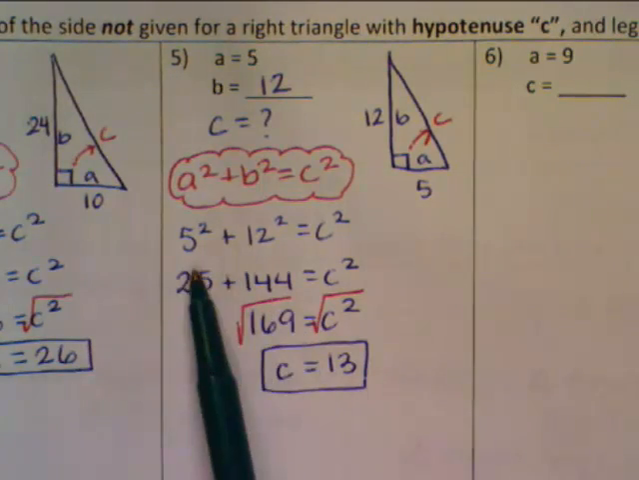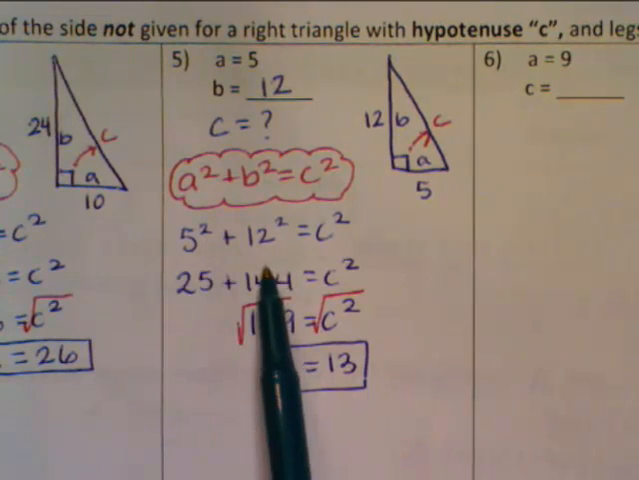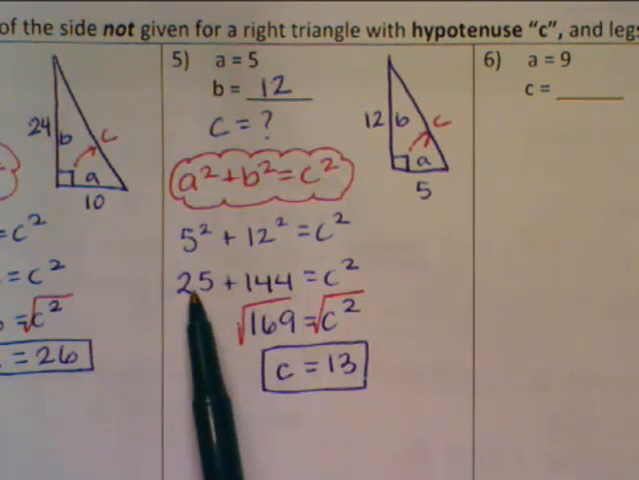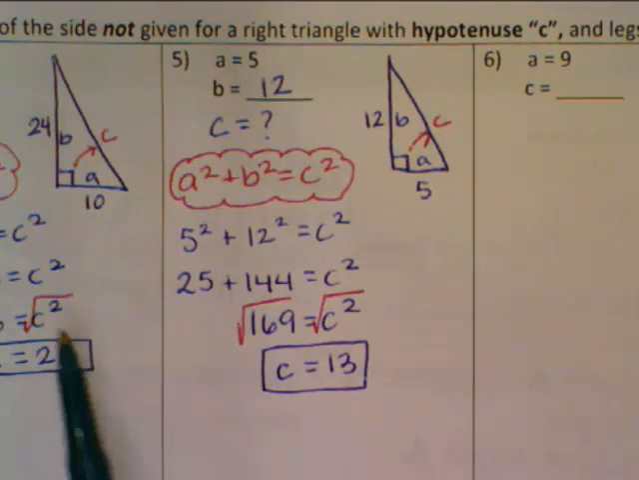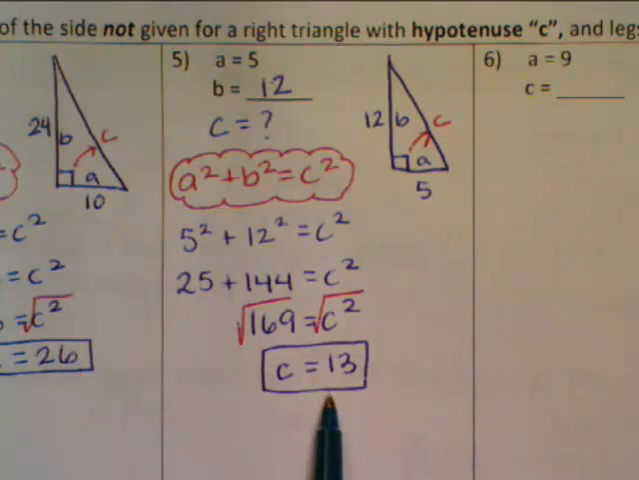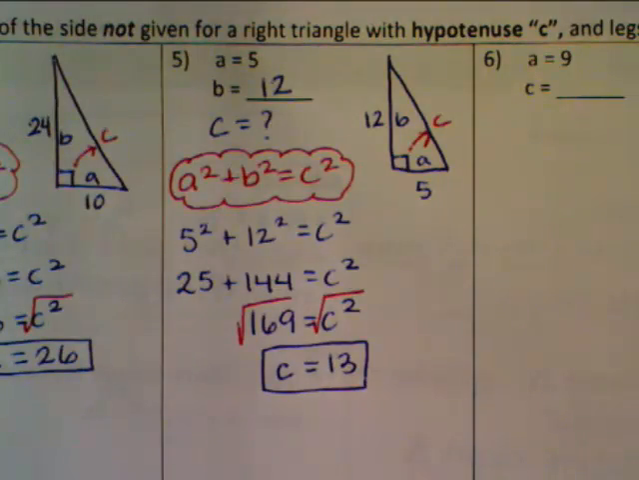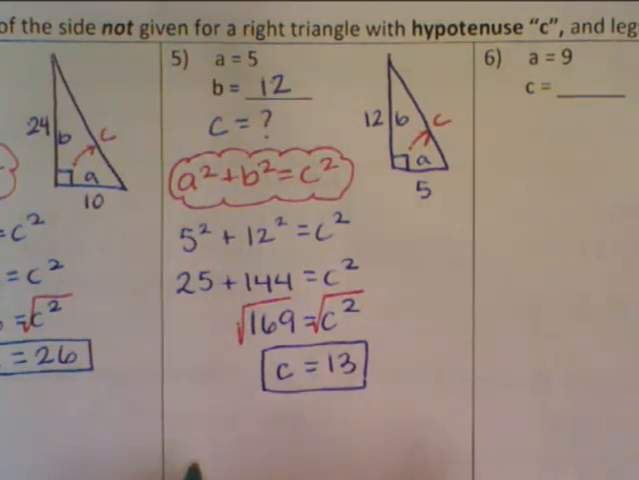Okay, so I squared 5 and 12 to get 25 and 144. Then I added them, and then I square rooted both sides. So what we see here when we have all three side lengths in a right triangle, where they're integers, not decimals or radicals, we call those Pythagorean triples, if all three are non-decimals, if they're integers.